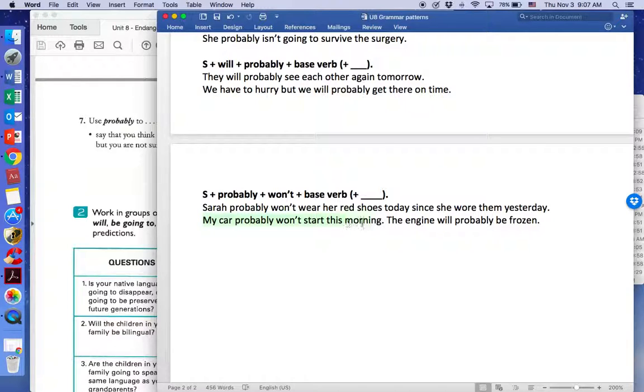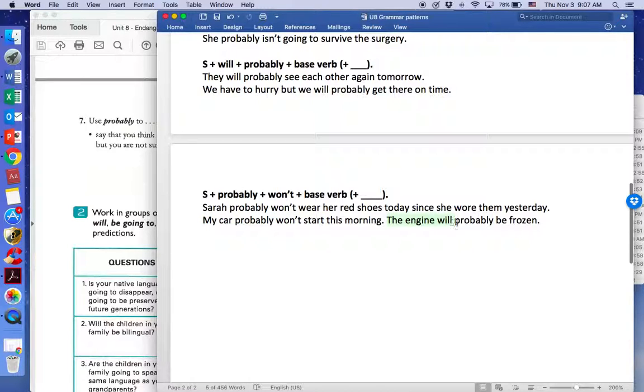My car probably won't start this morning. My car is our subject, probably won't. Base verb, and then this morning. When? This morning. My car probably won't start this morning. Why? Why won't your car start this morning? Or why will your car probably not start this morning? First question: do you think your car will start this morning? No, my car probably won't start this morning.